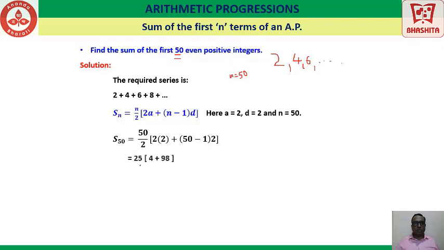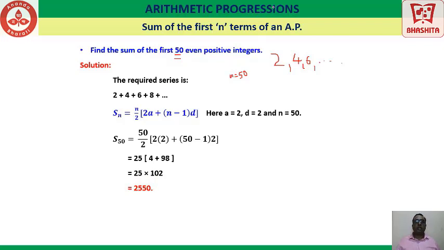So 50 by 2 is 25, 2 2s are 4, 49 into 2 is 98. So 4 plus 98 will give us 102. 25 into 102 will give us 2550, because 25 2s are 50, 25 1s are 25. So 2550. That is the answer for this question.